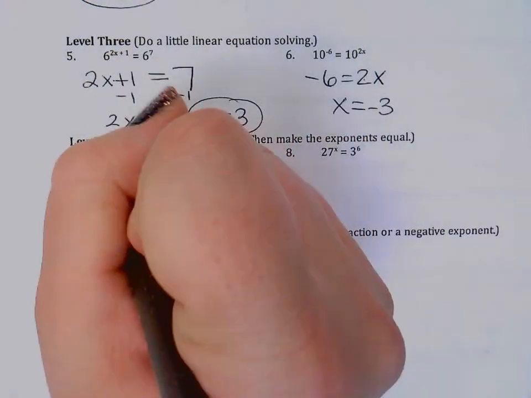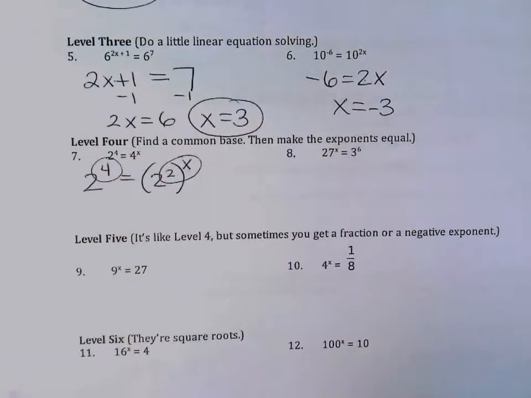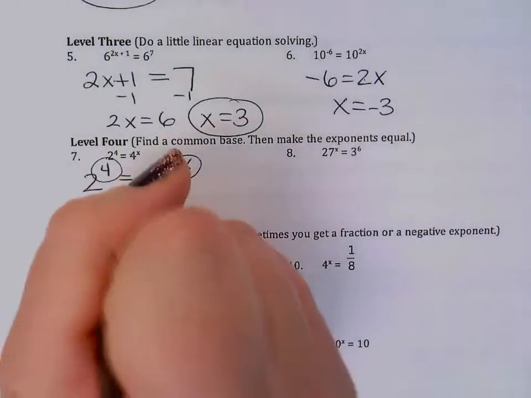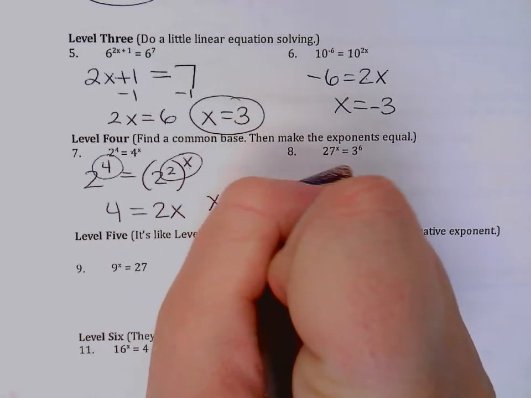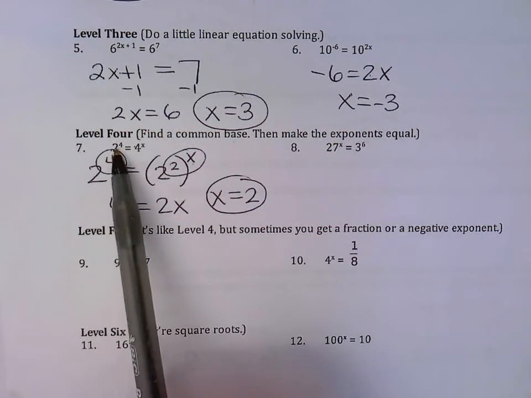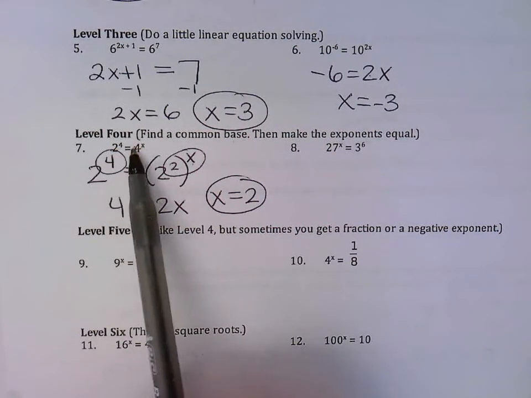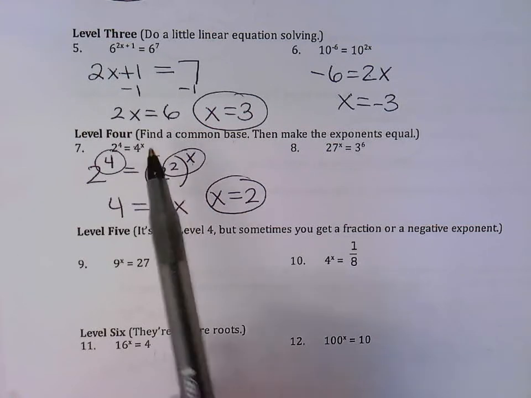So really 4 has to equal 2x if I set those exponents equal to each other. So if 4 is equal to 2 times x, x has to be 2. And that should make sense because 2 to the 4th is 16 and 4 squared is 16. So when I plug it in, it works.